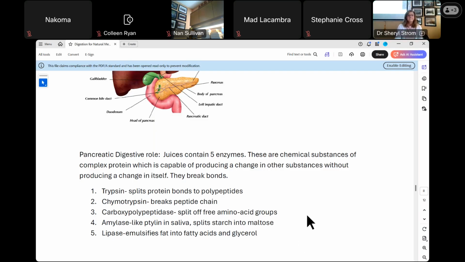Medicine where we think of the, I have seen trypsin. I've seen amylase and lipase. Yes. Yep. Yep.